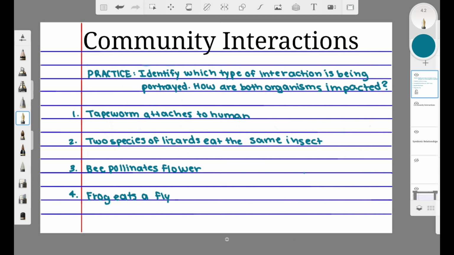And now it is time to practice. So today's practice is identifying which type of interaction is being portrayed in the 4 cases below, and also I want you to describe how both organisms are being impacted. Pause the video now and complete the practice.